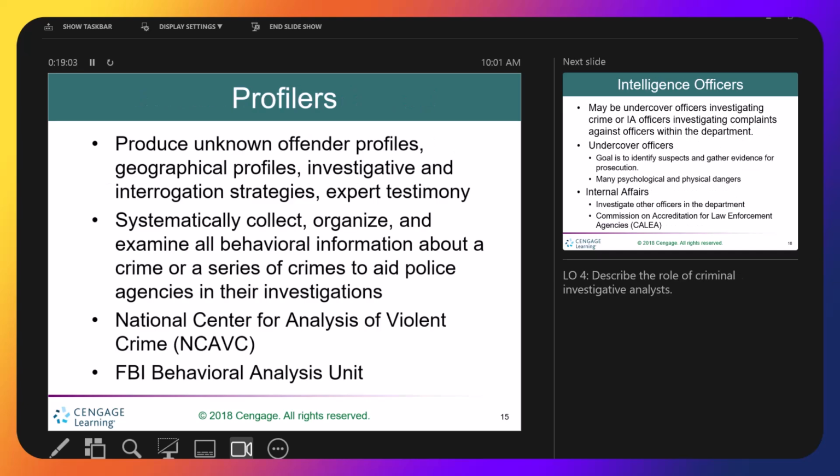Profilers produce unknown offender profiles, geographical profiles, investigative and interrogation strategies, and expert testimony. They systematically collect, organize, and examine all behavior information about a crime or a series of crimes to aid police and agencies. National Center for Analysis of Violent Crime. You see that here at the FBI Behavioral Analysis Unit. People have to be certified in this, and this is not easy. This is a long process.